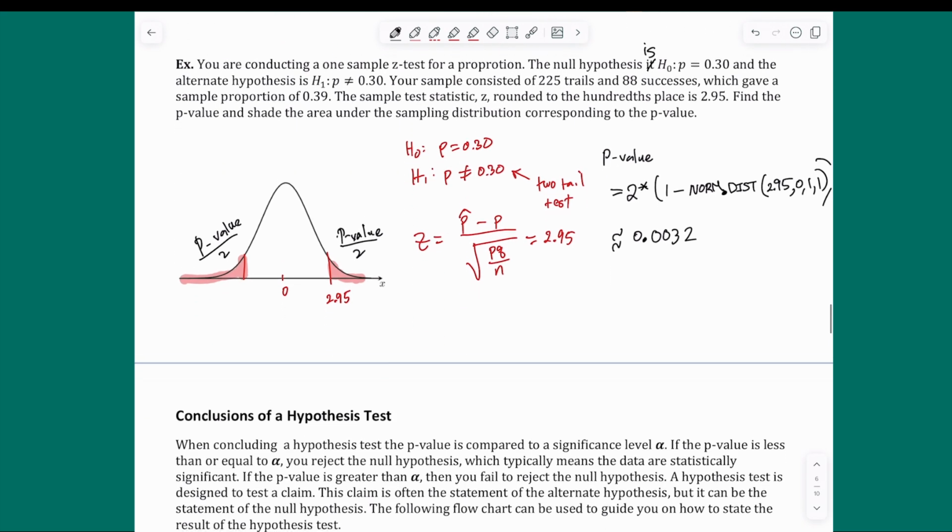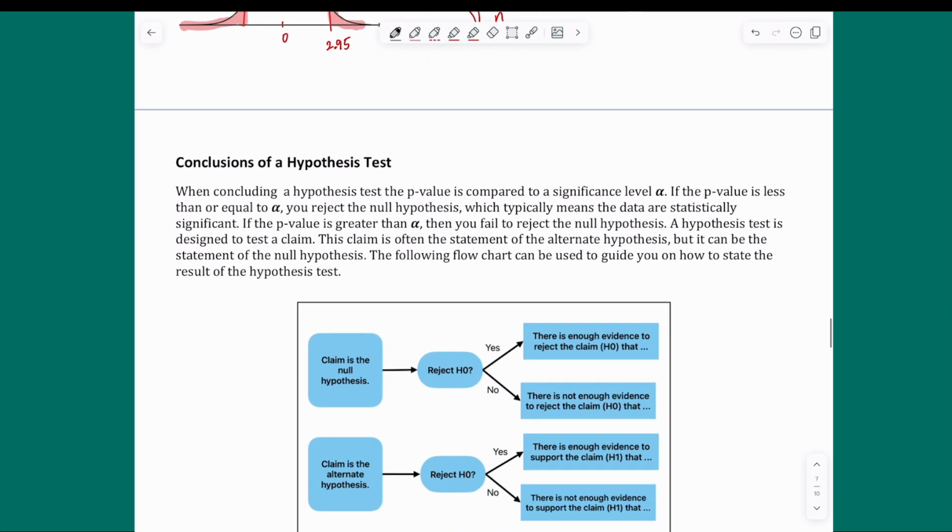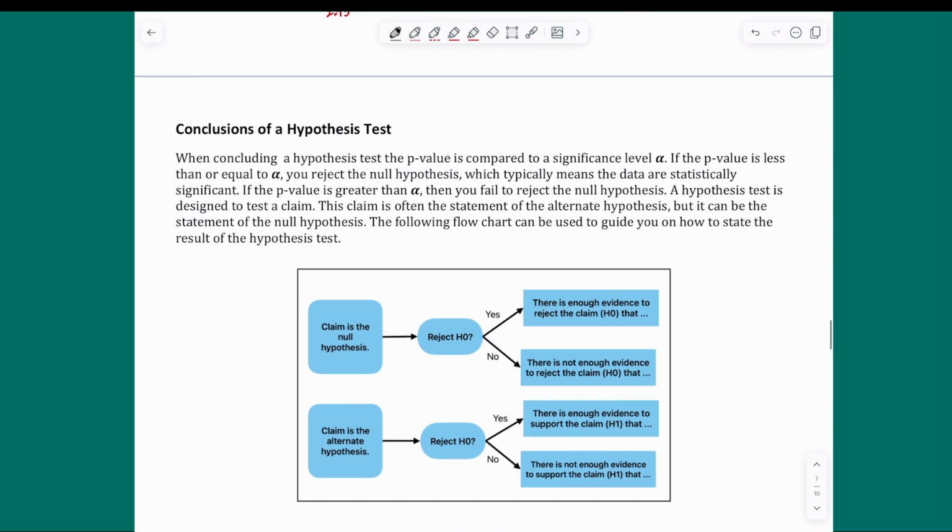The next concept here is how to conclude a statistical test once you've found the p-value. All right, so when conducting a hypothesis test, the p-value is compared to what's called a significance level, alpha. More said about that later. If the p-value is less than or equal to alpha, you reject the null hypothesis, which typically means the data are statistically significant. If the p-value is greater than alpha, then you fail to reject the null hypothesis. Okay, a hypothesis test is designed to test a claim, and this claim is often the statement of the alternate hypothesis, but it can be the statement of the null hypothesis.